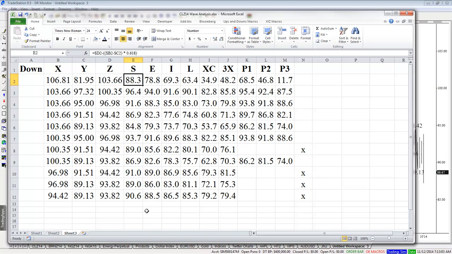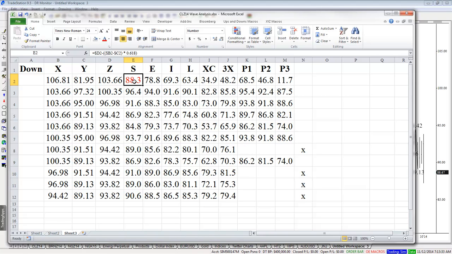What we're going to do here is look and mark out, and you can do this in any number of ways. In our programs internally, we strike them out. I'm going to, for simplicity's sake, mark them out by coloring them red. This means that this wave projection has already been met or exceeded, and therefore it's no longer valid for our analysis, for finding confluence points.